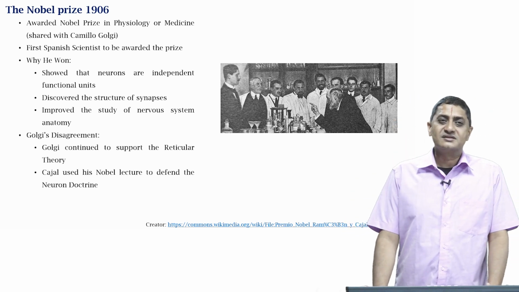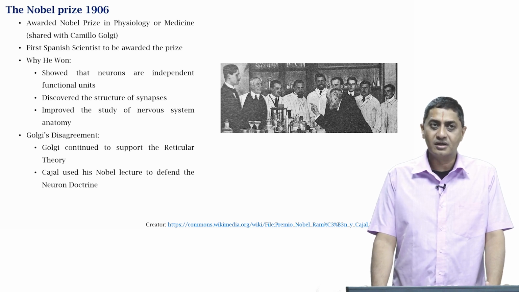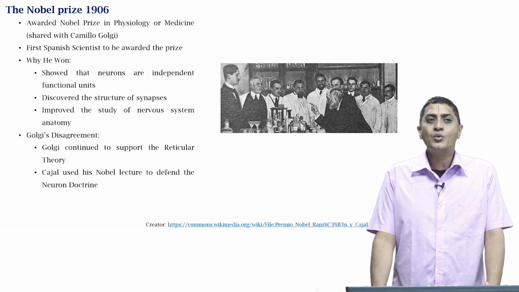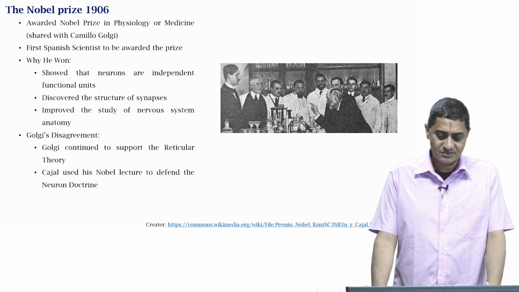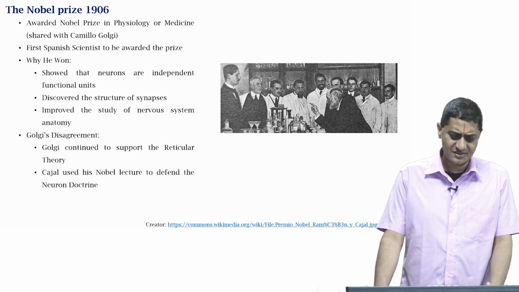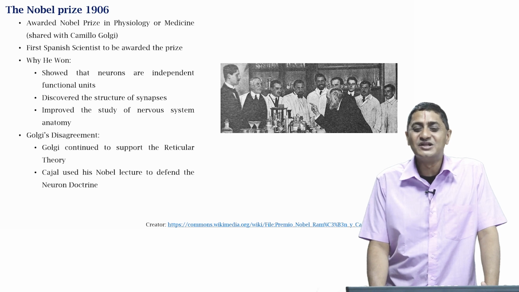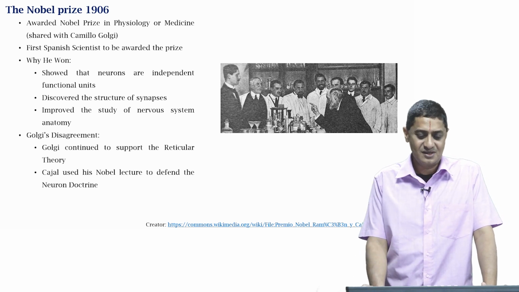The Nobel Prize in Physiology or Medicine in the year 1906 was given to Santiago Ramon y Cajal, shared with Camillo Golgi. Cajal was the first Spanish scientist to be awarded the Nobel Prize. Why did he win the Nobel Prize? Because he showed that neurons are independent functional units. He established the independence of neurons.